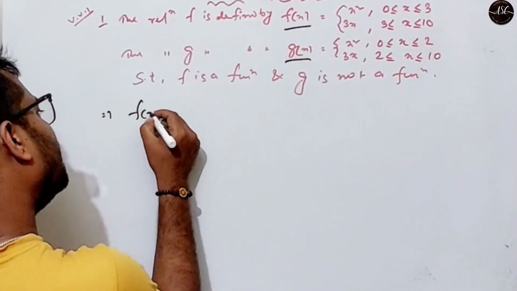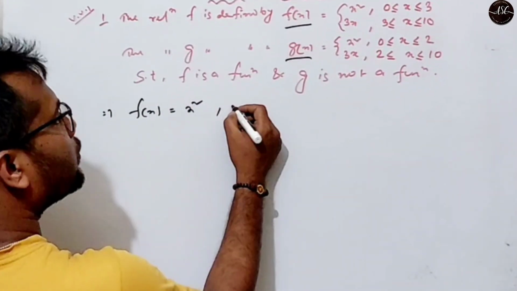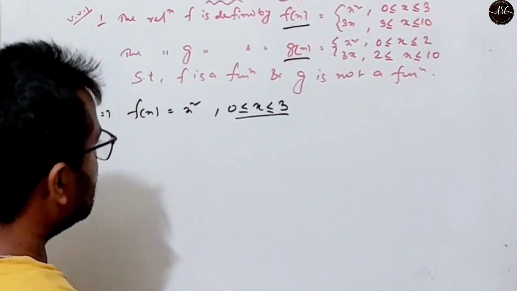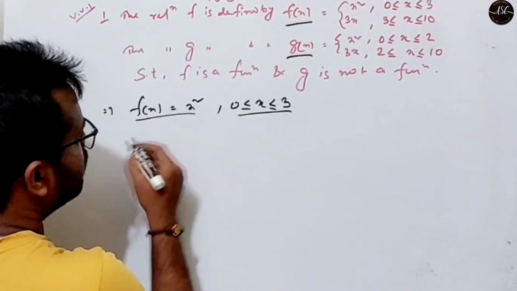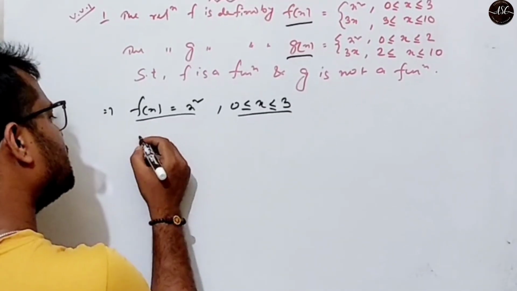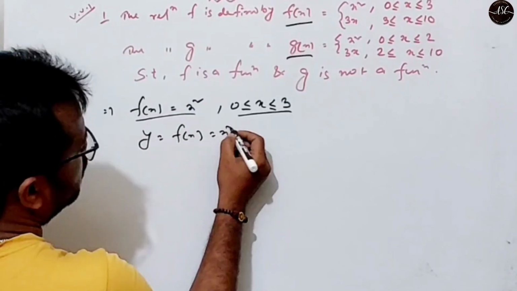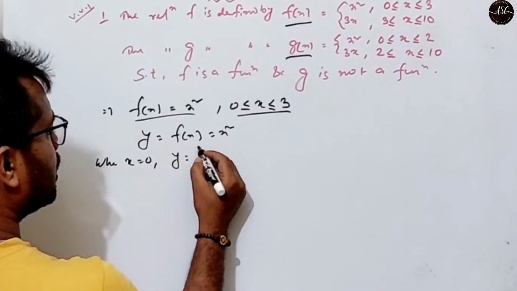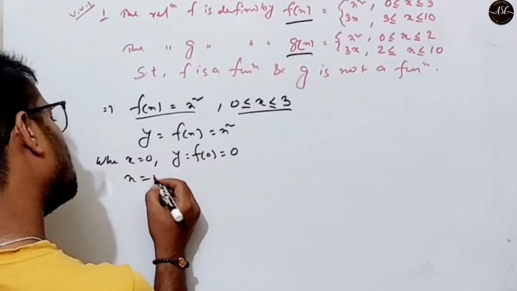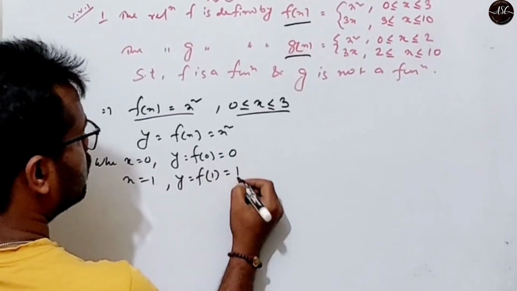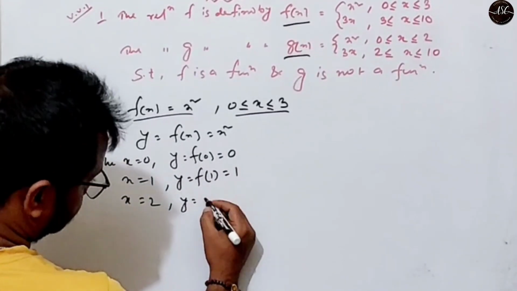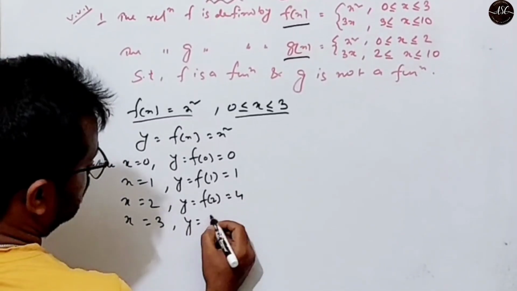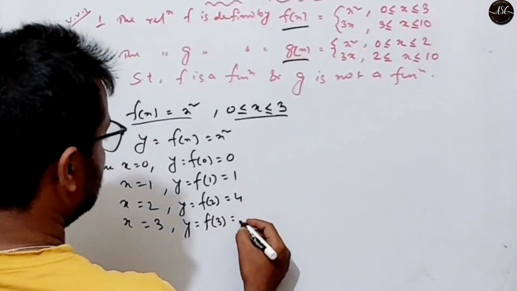Here fx equal to x square when 0 less than equal to x less than equal to 3. That means the value of x from 0 to 3. So now put this value. Here fx means y equal to x square. Now putting x equal to 0, y equal to f0, that means 0. When x equal to 1, y equal to f1 equal to 1, x equal to 2, y equal to f2, that means 4, x equal to 3, y equal to f3, that means 9.